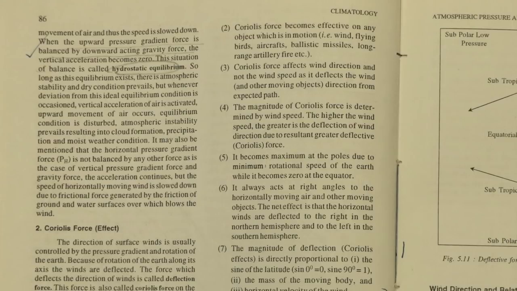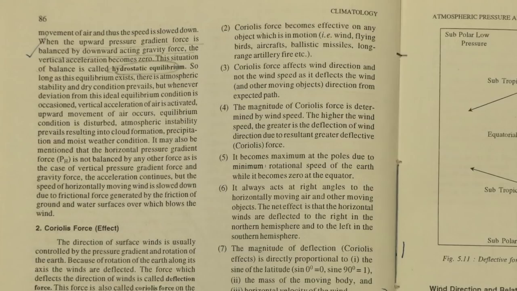The Coriolis force cannot slow down a wind or make the wind faster, but the force itself depends on whether the wind is fast or not fast. The more the speed, the higher the Coriolis force, and therefore the sharper the deflection. It says it becomes maximum at the poles and minimum at the equator. There's a sine angle to it.